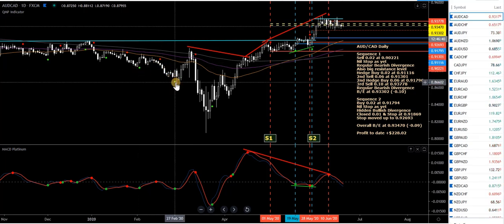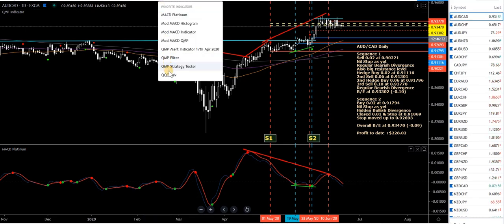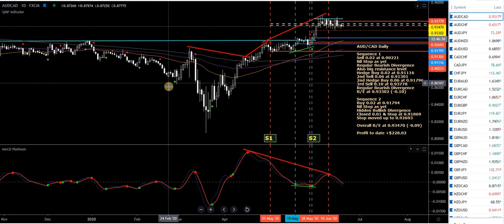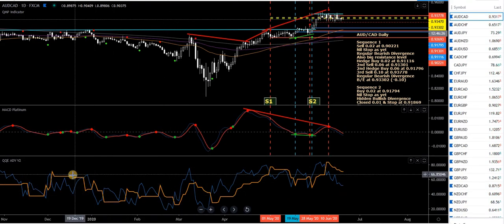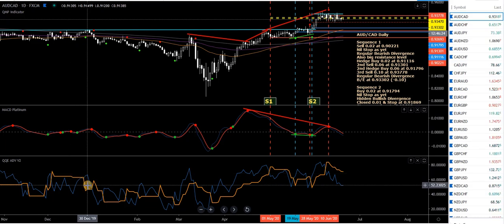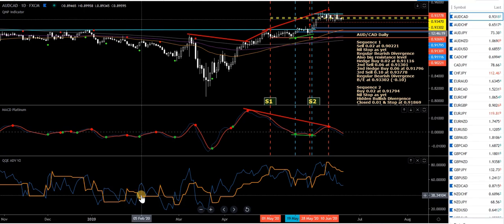We've got these green and red dots on the price chart. That's the QMP filter. Now, it's not an actual indicator as such. It's just a combination of two indicators. So I've just added the QQE Advanced. This is this bottom one. I don't normally display it on my chart, but sometimes I will put it on there just to give me a bit of a heads up.